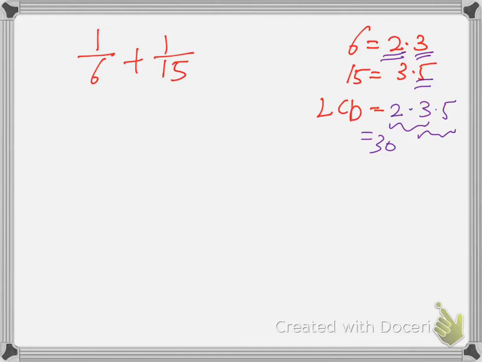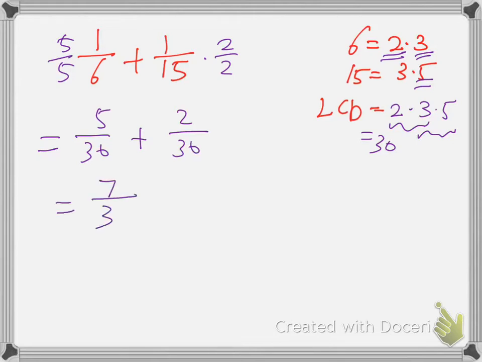So the LCD is 30. How can we change 6 to 30? Multiply by 5. How can we change 15 to 30? Multiply by 2. So now this is 5 over 30, and this is 2 over 30. So the sum is 7 over 30. So this is a harder question for the LCD, a harder question for addition and subtraction of fractions. Now let's look at rational expressions, so that's from easier to harder.